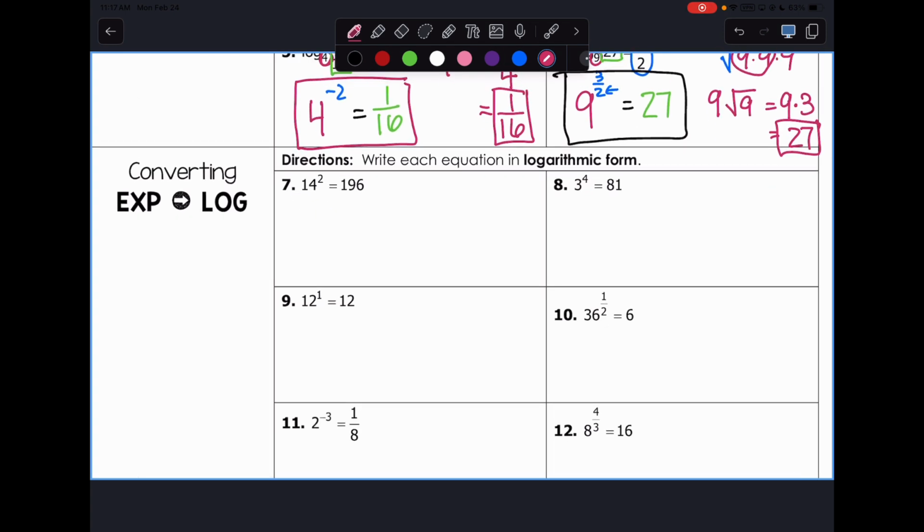Okay, here we go. We're going backwards now: exponential to logs. We're given an exponential function. This is my base, so I would write log base 14 of, my answer is 196. By the way, this is also called an argument or an answer. It means the same thing. When they say, what is the argument of this log, they're asking for the answer. The 196 is your argument, and then that equals your exponent too.